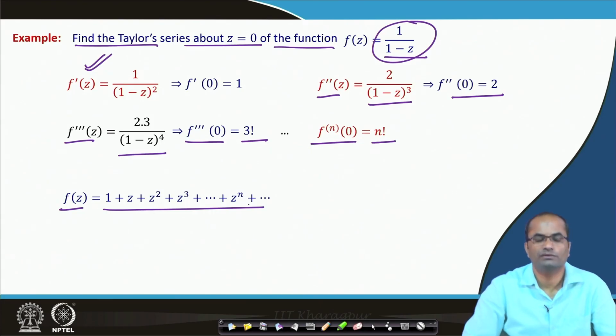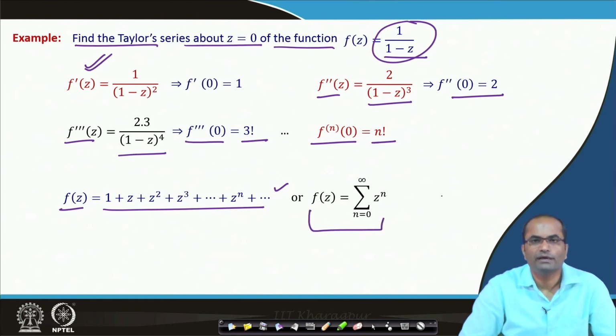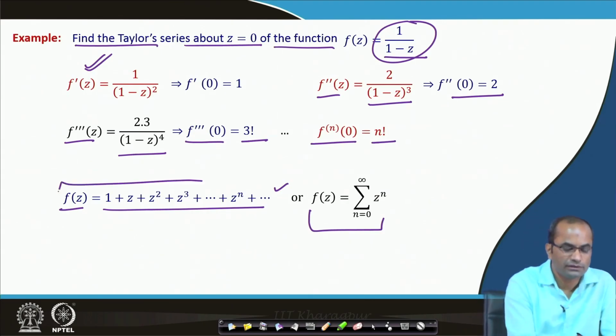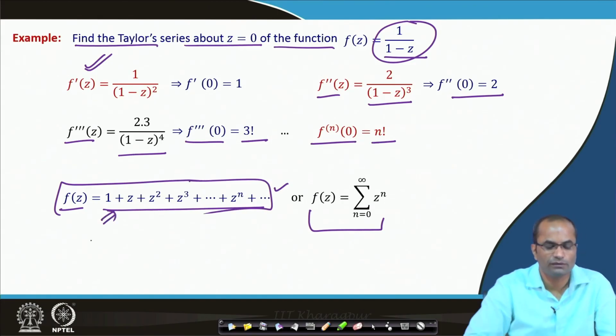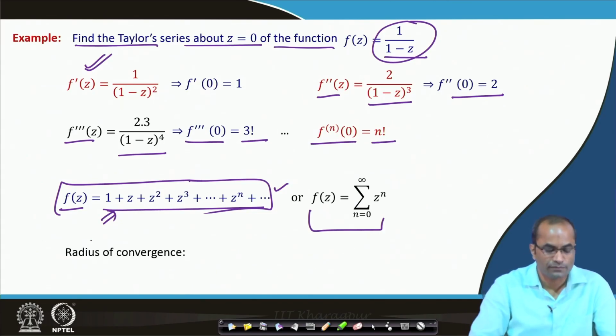this f(z) we can write down as 1 plus z plus z squared plus z cubed and so on up to z to the power n. Or we can write in compact form that f(z) is the sum from n equals 0 to infinity of z to the power n. This is a very important series, as I mentioned before: the expansion of 1 over 1 minus z is 1 plus z plus z squared plus z cubed and so on.